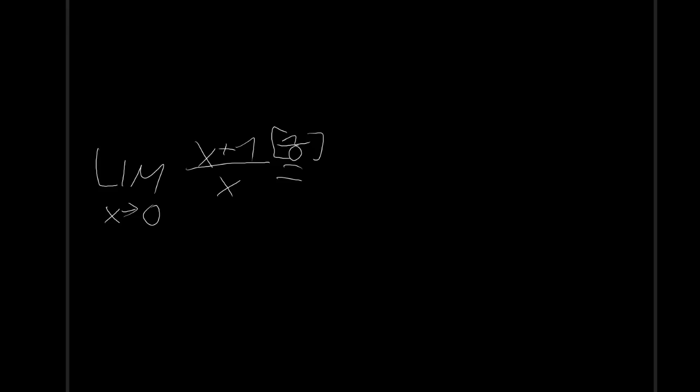So whenever you've got 1 over 0, or anything over 0, in such a case where you can't manipulate it, this limit is basically going to be non-existent. So what we can write is the limit as x approaches 0 of x plus 1 over x diverges. You can also write does not exist, or we can write is divergent. Okay?